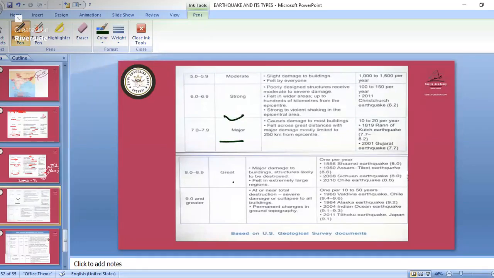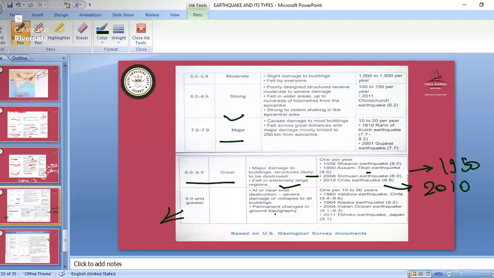Then 8.0 to 8.9 will be the great earthquakes, with major damage to buildings, and structures are likely to be destroyed. That will be felt extremely in large regions. Like the Assam-Tibet earthquake that happened in 1950, and the Chile earthquake we had in 2010. So they are of the maximum magnitude. Then 9 and greater can come beyond that also.